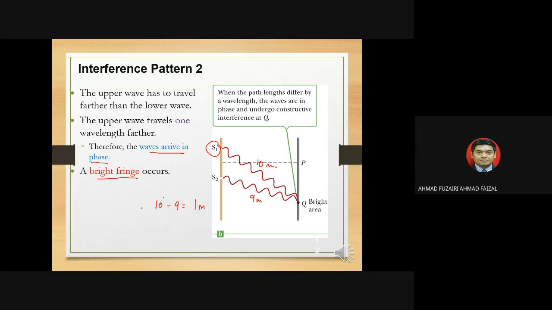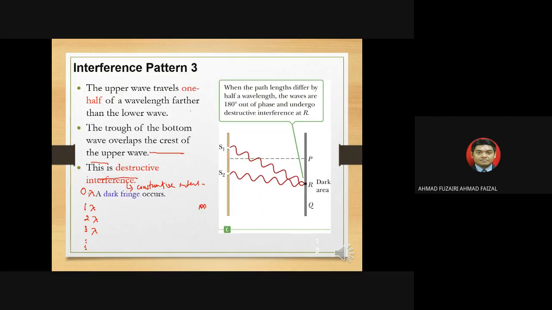Okay, so bila faham lah, bila bright fringe, then this is constructive interference. Okay, as I mentioned to you, for constructive interference, normally it will start at 0 lambda, 1 lambda, 2 lambda, 3 lambda, and so on. At least the number must be an integer. Okay, integer without decimal. If a decimal number occurs, then it will lead to the dark fringe.